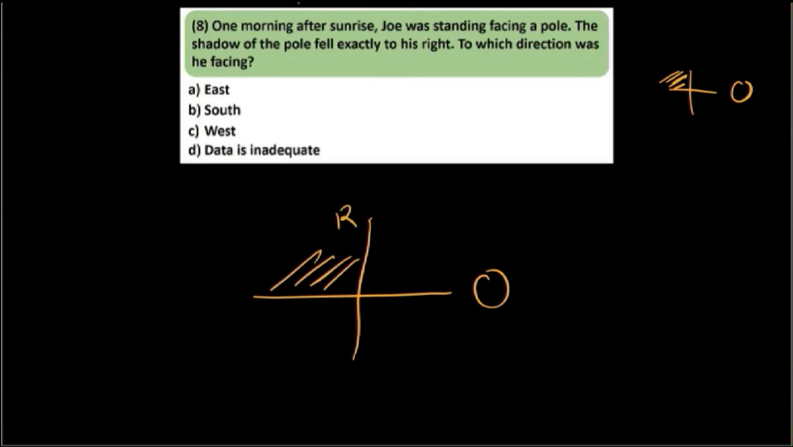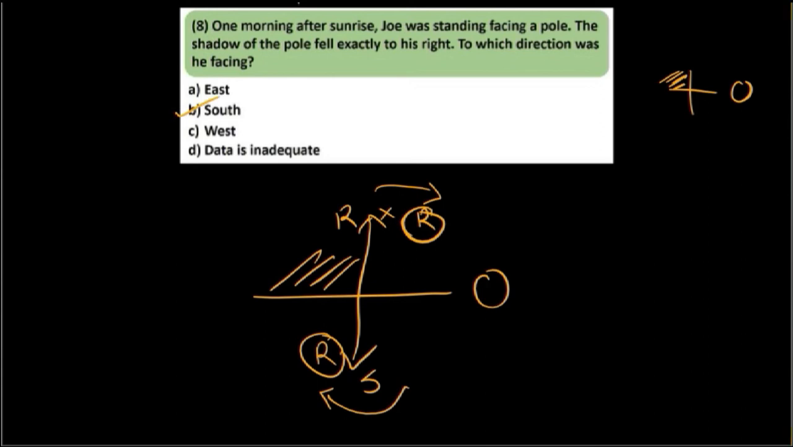So to which direction is he facing? For example, if he is facing towards the north, then his right direction would be this. Clock is moving in this direction, so this would be the right side. So he is not facing the north. Now assume he is facing the south, so his right side would be this, because the clock moves in this direction and this is the direction of the right side. So he is facing towards the south. So this is our solution.